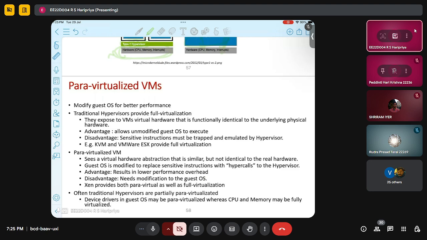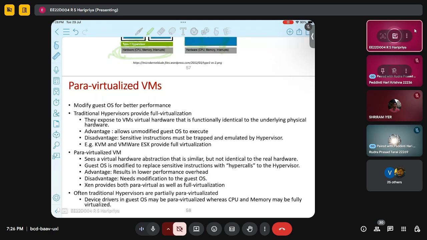The advantage is that we need not modify the guest OS. The guest OS can run as it is, because it does not know that there is an underlying hypervisor running; the hypervisor is completely transparent. But the disadvantage is that sensitive instructions will also get trapped and emulated by the hypervisor, and all the sensitive instructions coming from the guest OS are trapped, and emulating them will cost resources.